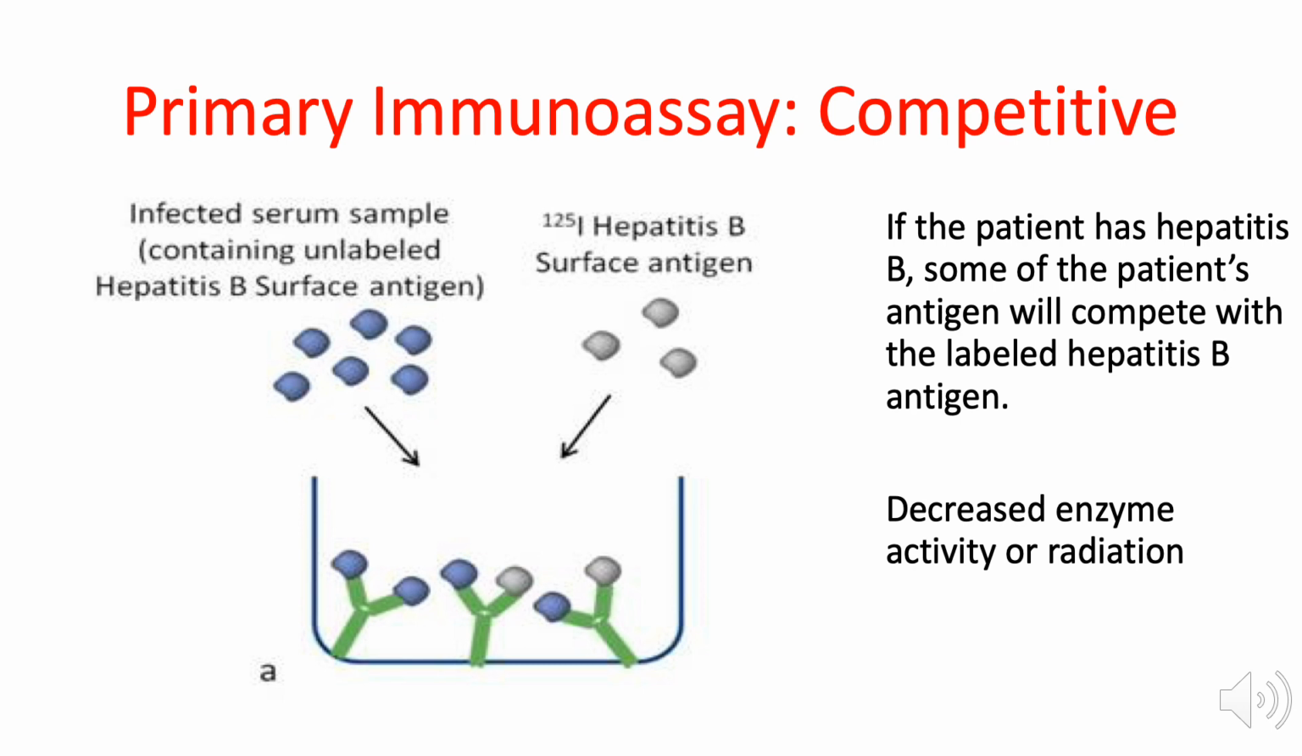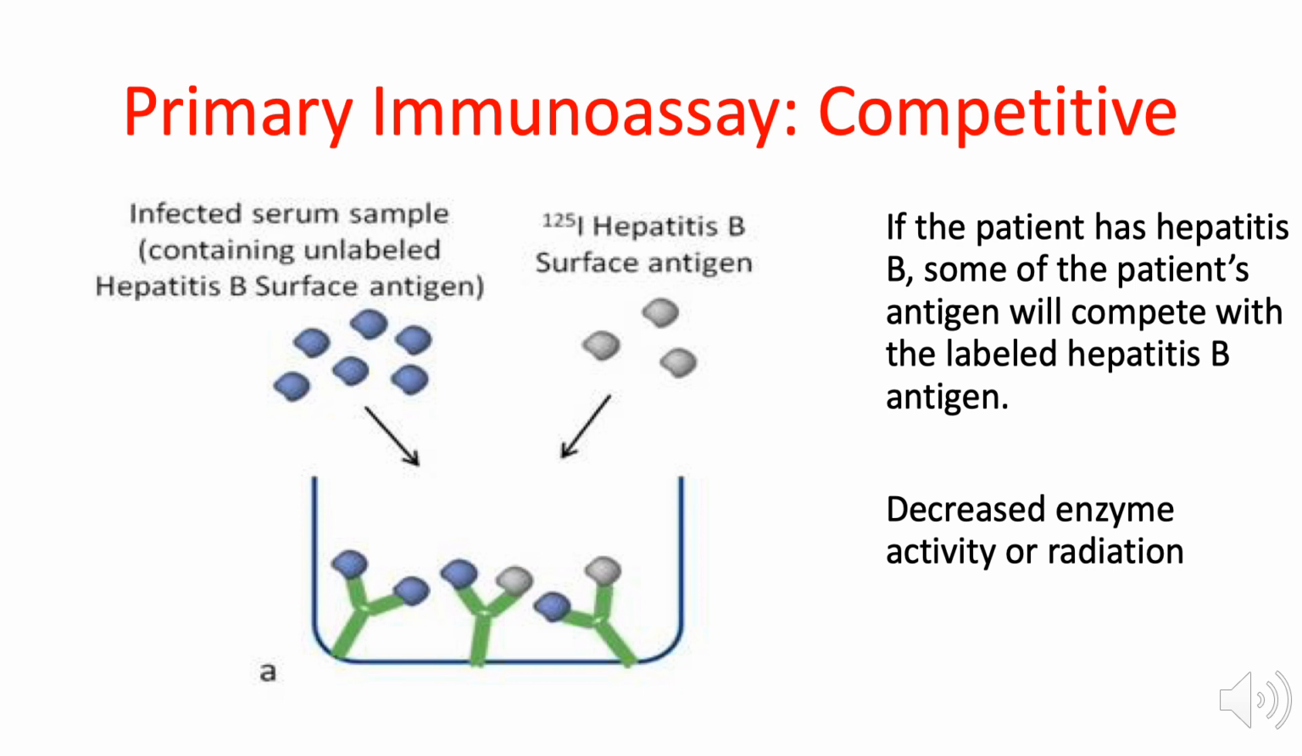some of these known hepatitis B surface antigen will be washed off. And what will happen? Once you try to determine the radioactivity or radiation, the gamma counter and scintillation counter will measure or detect a decrease in the amount of radiation, indicating that something competed with the known hepatitis B surface antigen, and that would only mean that the patient has hepatitis B infection.